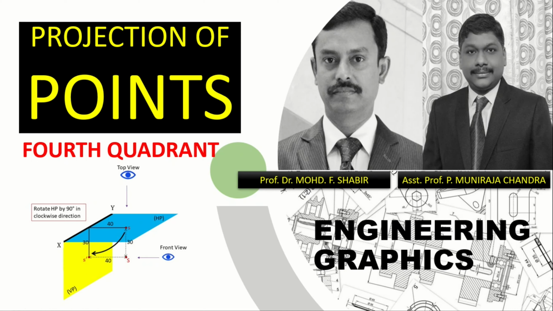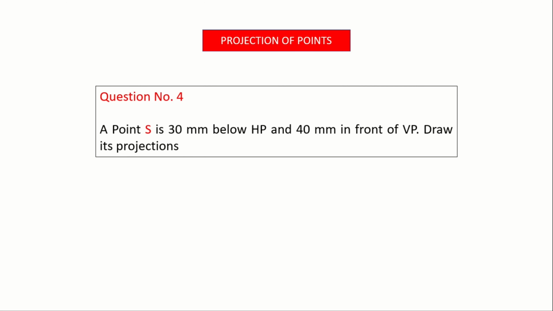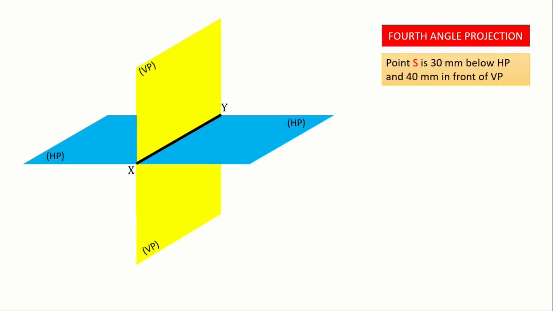I welcome you all. The topic discussed is projection of points in fourth quadrant. The question given is: a point S is 30 mm below HP and 40 mm in front of VP. Draw its projections. The point S is 30 mm below HP and 40 mm in front of VP. The point S is in fourth quadrant.